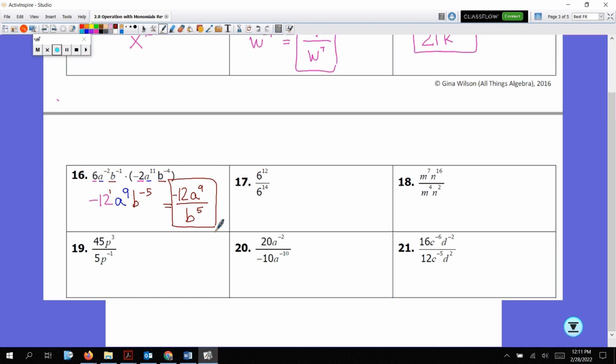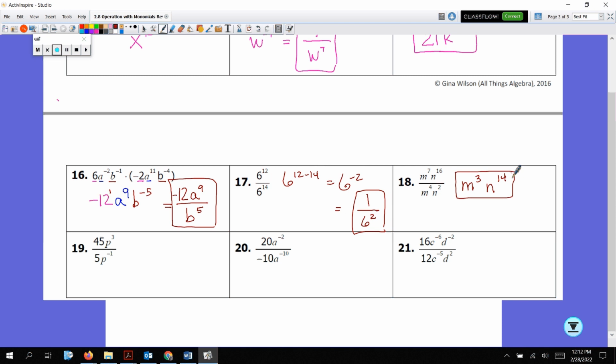All right, that's multiplying. Remember, dividing, we subtract the exponents. So this is 6 to the 12 minus 14. That gives us 6 to the negative 2nd. We have to rewrite this. 1 over 6 to the 2nd. All right, number 18, if we're subtracting 7 minus 4, that gives me m to the 3rd. 16 minus 2, that gives me n to the 14th.